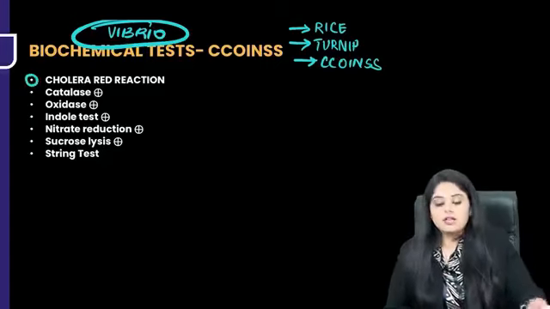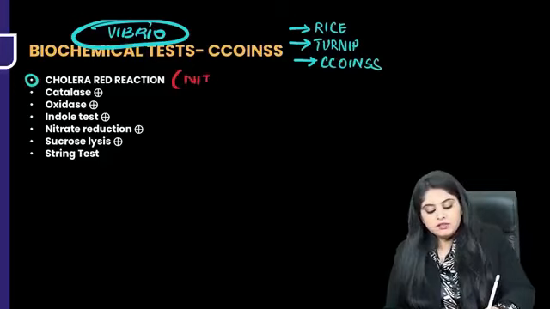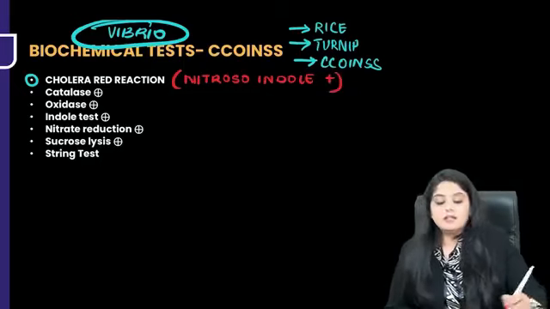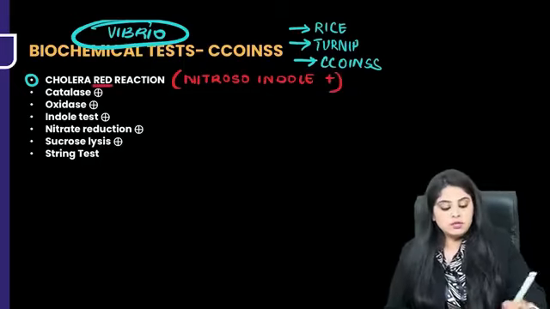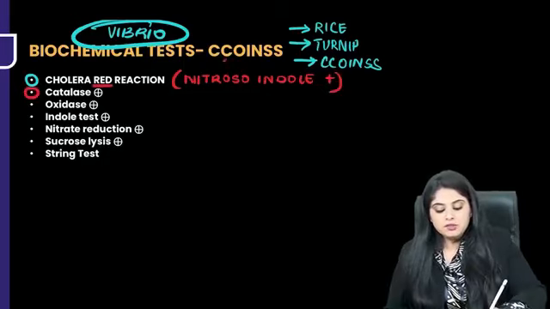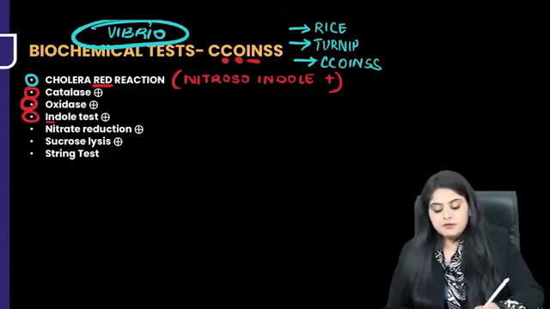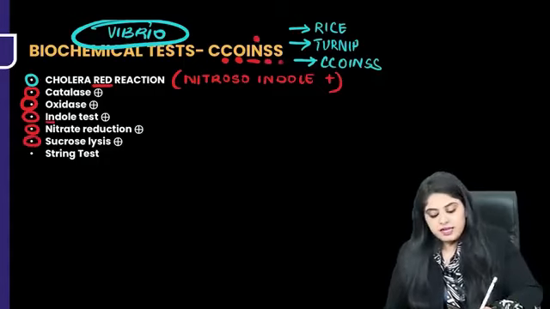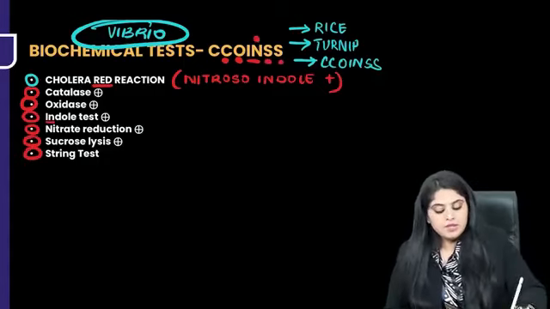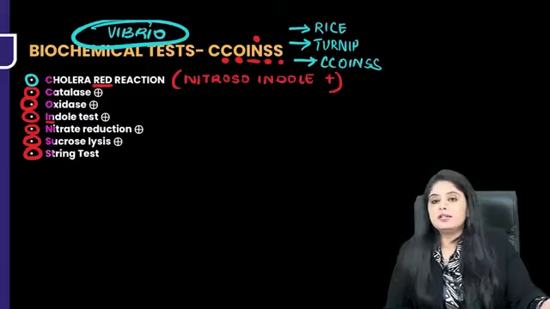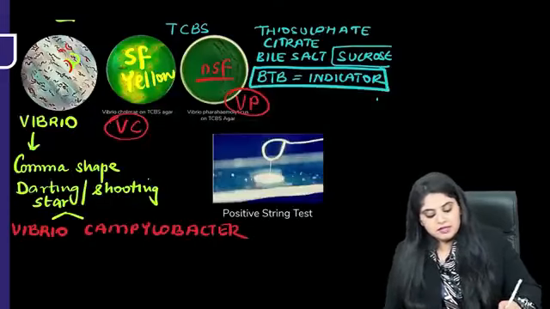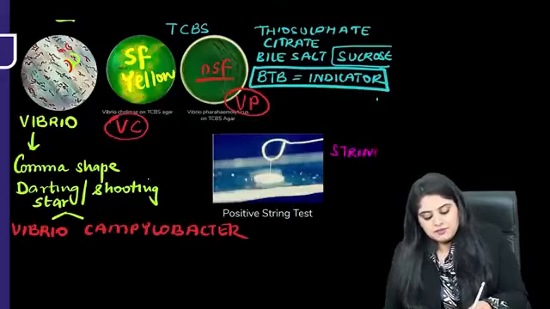Number one, cholera red reaction is positive. What is the red color because of? There is a compound formed called nitroso-indole compound. Previous year question. Red color of cholera red is because of nitroso-indole compound. Next, it is catalase positive. It is also oxidase positive. IN for indole positive. N alone for nitrate reduction positive. S for sucrose lysis and S for string test. Okay, so quickly: cholera red, catalase, oxidase, indole, nitrate reduction, sucrose lysis, string test. It is Cohen's test positive, and that is the string test that you have in front of you.